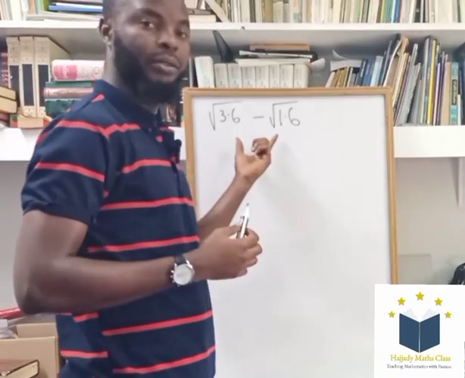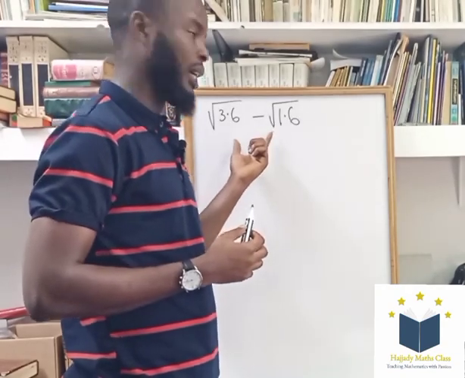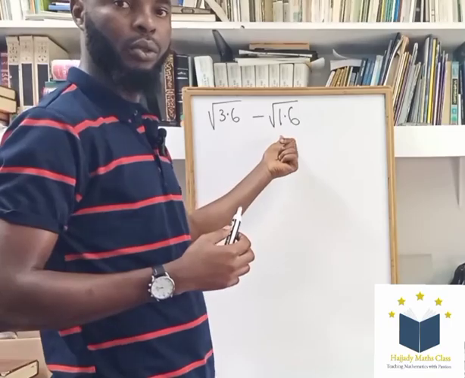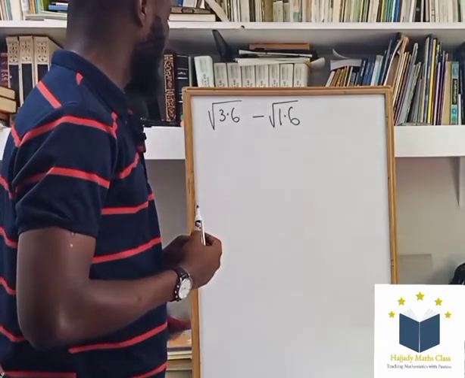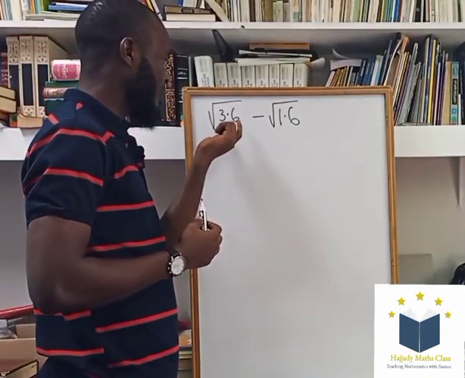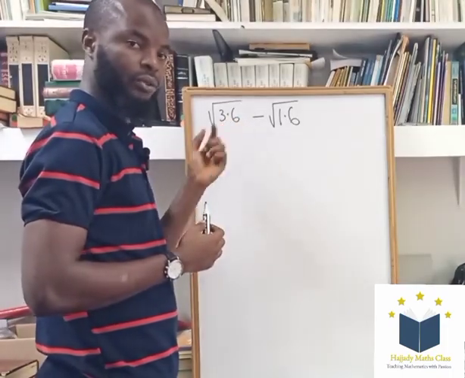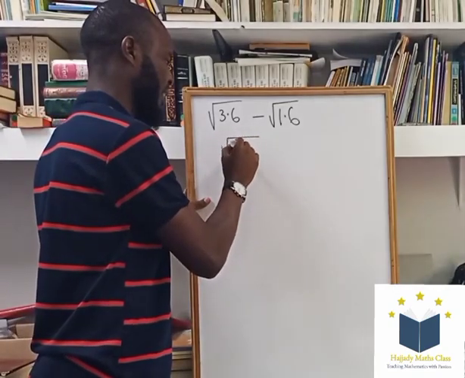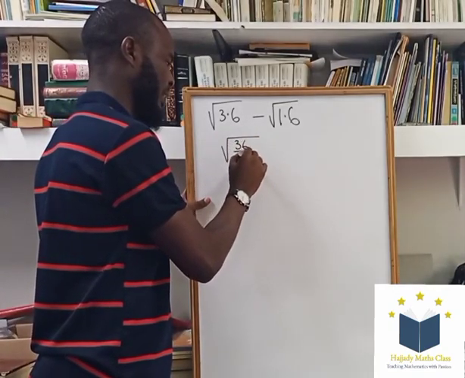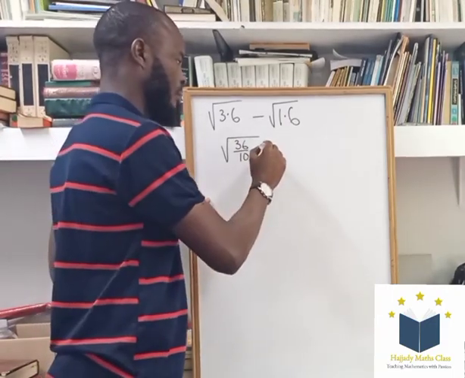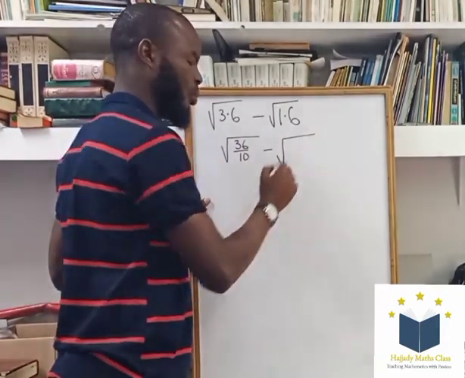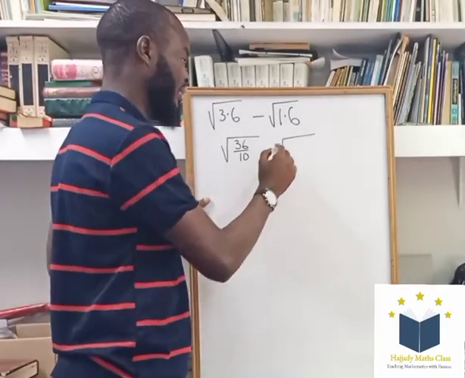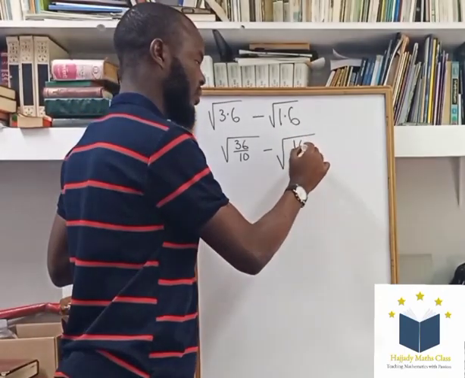Today I want to simplify this question. We have root 3.6 minus root 1.6. To simplify this, I'm going to rewrite 3.6 in fraction form. We know that 3.6 is the same thing as writing 36 over 10, minus root 1.6, which is the same thing as writing 16 over 10.